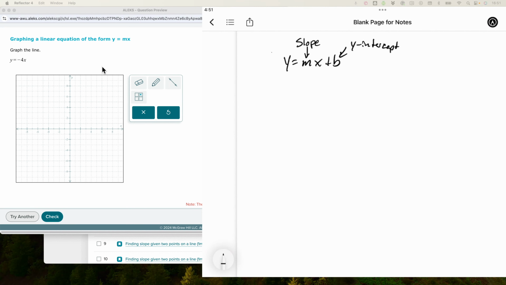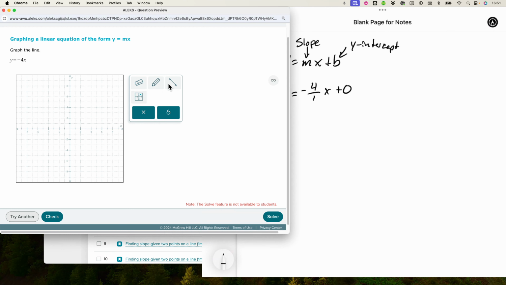And remember, Schlegel always likes to think of slope as a fraction, so let's convert this. Instead of negative 4, that would be negative 4 over 1 x. And there is nothing being added to the end, so you can consider that a plus 0. And so what that means is this graph would start at 0, 0, the origin, and then our slope would be negative 4 over 1, which is saying down 4 to the right 1.